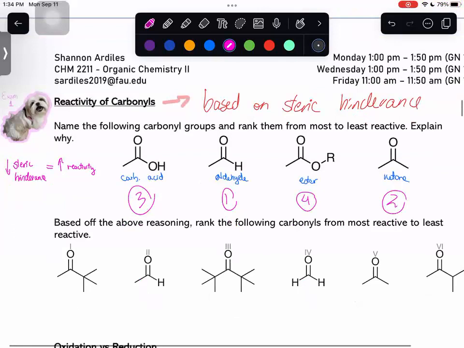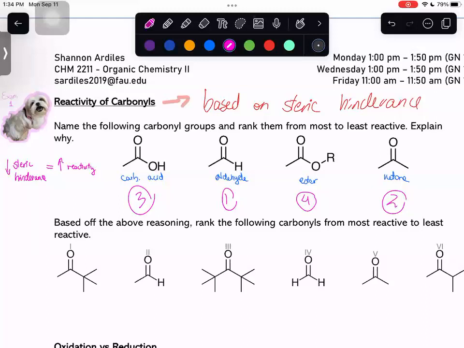Okay, any questions on this? Yes, in the back. Because the aldehyde has a little hydrogen, and the hydrogen is such a small atom, there's not that much steric hindrance. But in the ketone, we have two carbons attached to other groups, right? So there's more bulkiness in there.